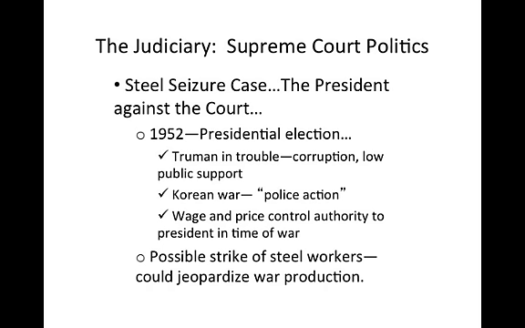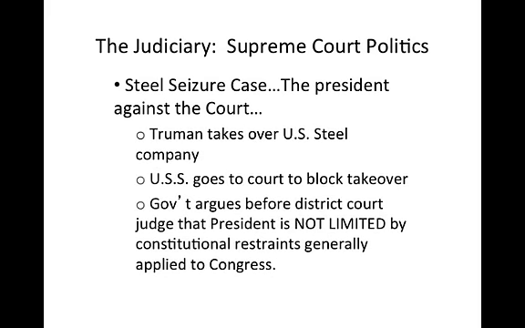And by 1952, a possible strike by steel workers in the U.S. would have crippled production of the tanks and ships and helicopters and the other equipment that the U.S. Army needed to fight the ground war there in Korea. So Harry Truman moved by executive authority as president to take over the steel companies. It was illegal for the unions to strike against the government at the time, so if the government controlled the companies, then there wouldn't have to be a strike.